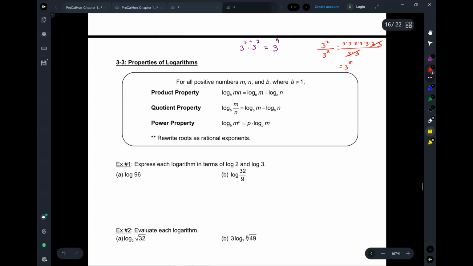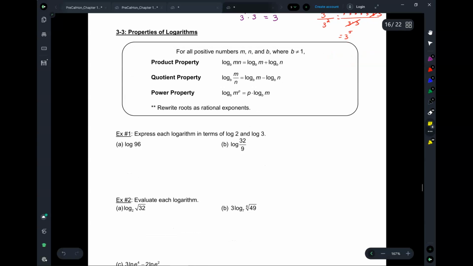So now, let's talk about some properties of logarithms. The first one is the product property. The product property says if you have log base b of m times n, if you're multiplying stuff inside the log, you separate the m and the n, you give each one its own log, and then you add them. Again, it comes from the idea that if these are all exponents, if you multiply powers, you add the exponents. So log of m times n is log of m plus log of n.